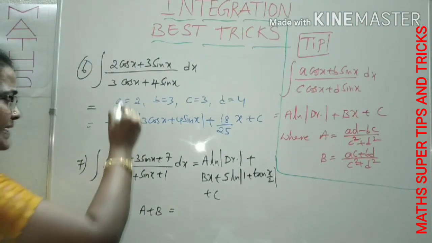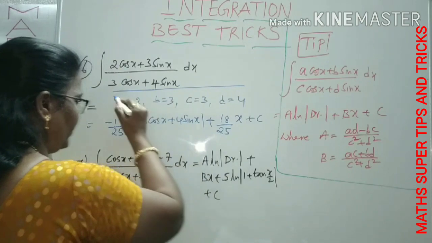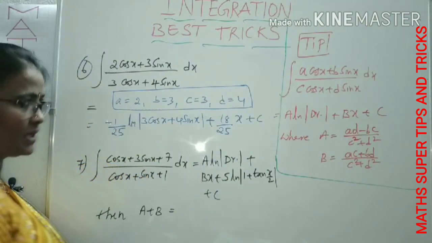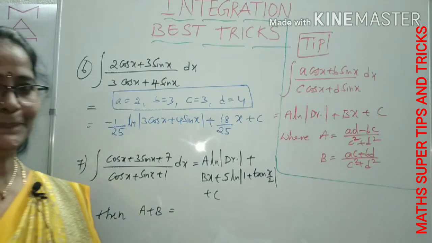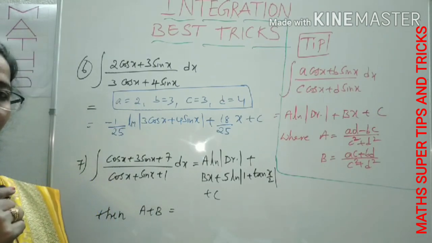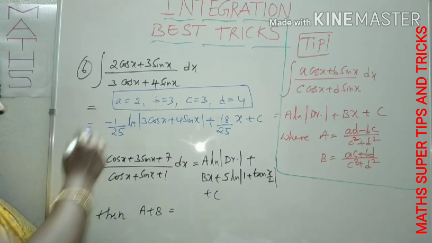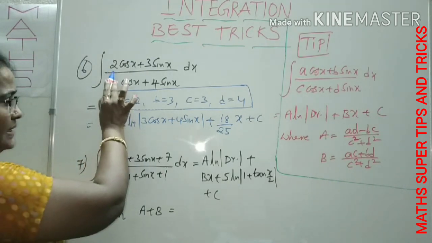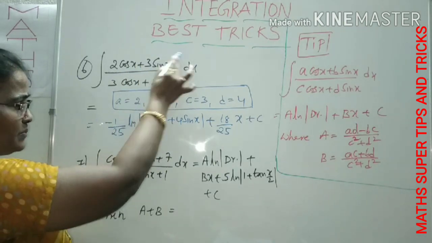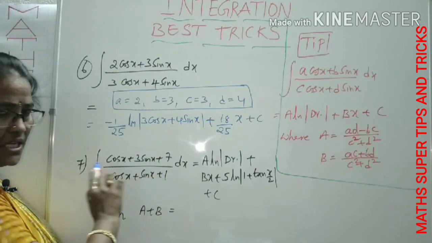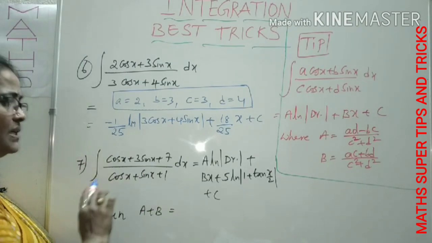You have to know what the A, B, C, Ds are first. If you know A, B, C, D, we can substitute in this integration easily. You have to remember that tip. Is it clear? Now, come to the next question. Look here. What is the difference between here and here? Here 2 cos x plus 3 sin x, plus something is not there, but here some constant is there. Here 7, here 1. No need to worry about that.